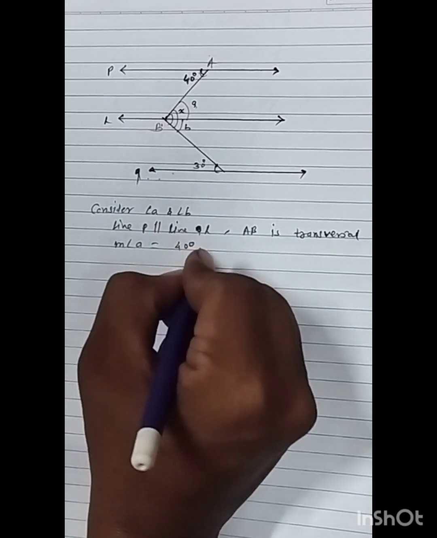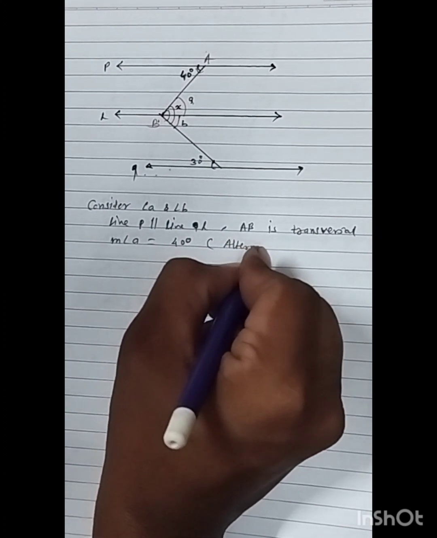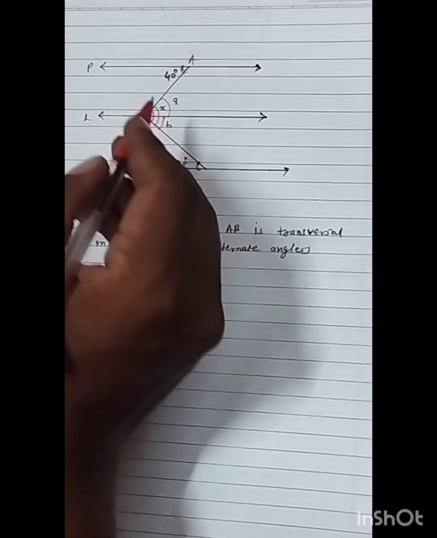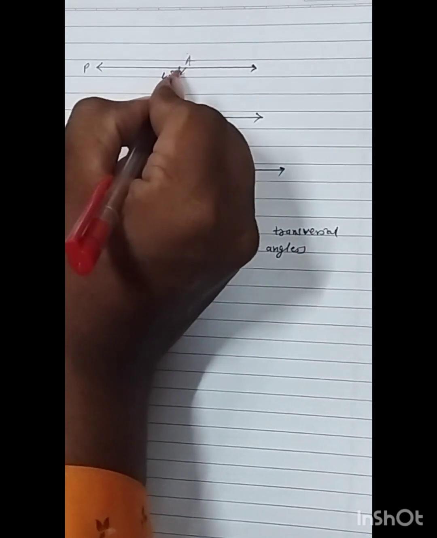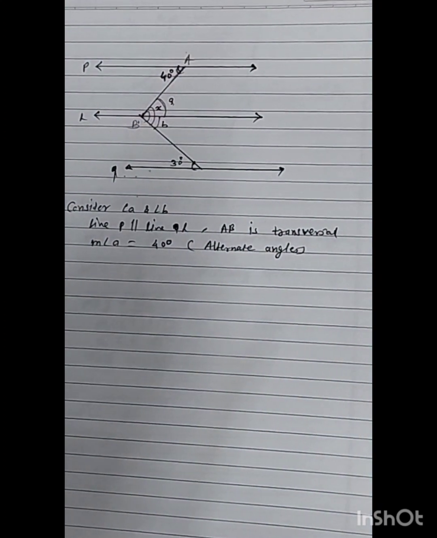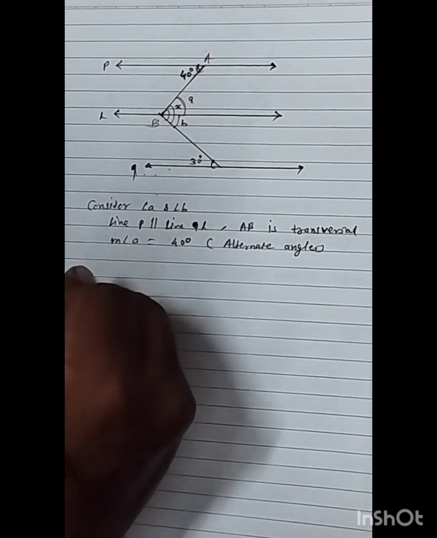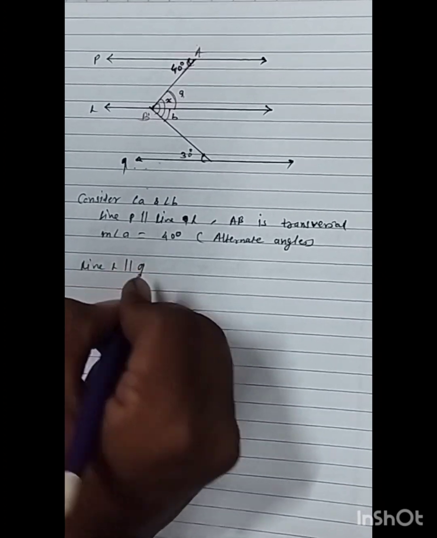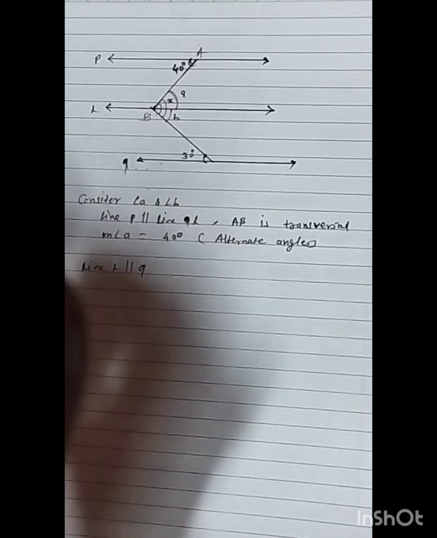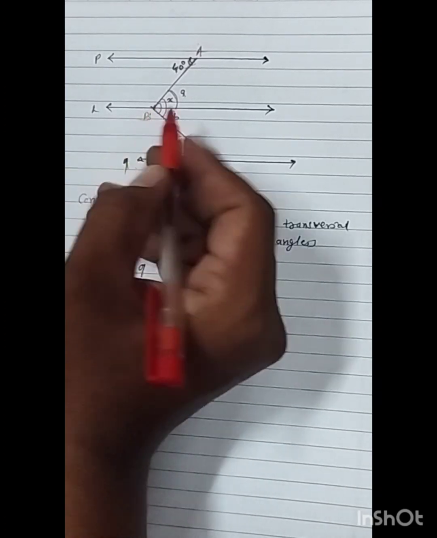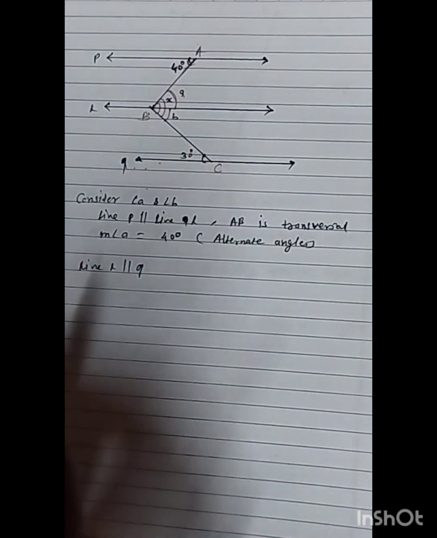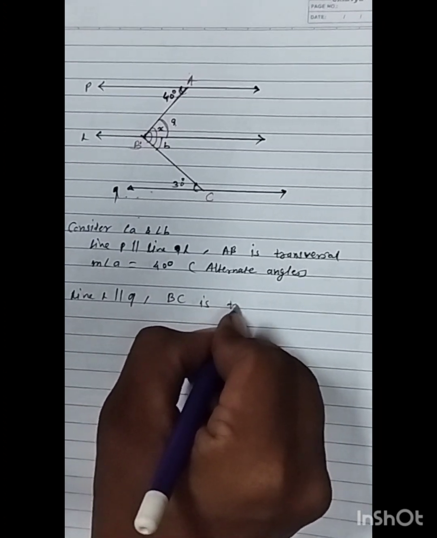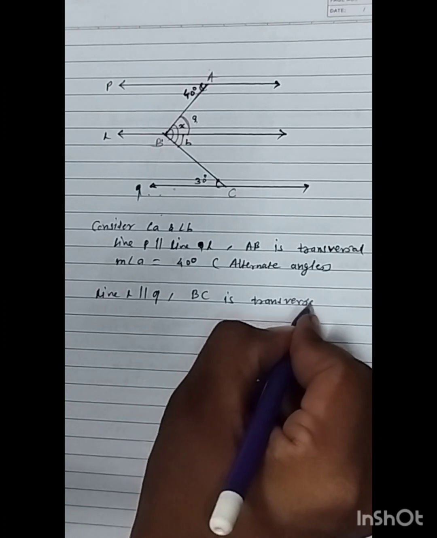Which angles are there? Alternate angles. You can check it. Alternate angles. How? Once again I am showing you. You are getting this angle A and this, both are the alternate angles. Then we are going to consider line L parallel line Q. Line L parallel line Q, and here I am going to write this B and C. This is the transversal. BC is the transversal. BC is transversal. Are you getting it?